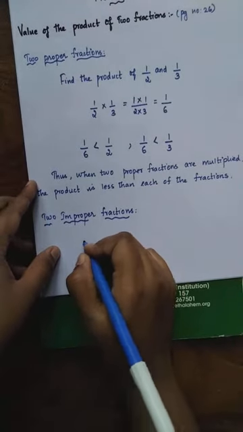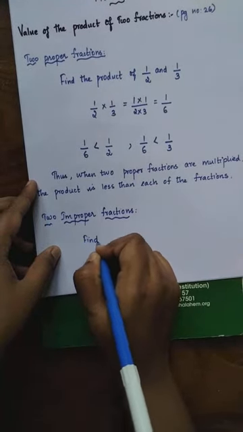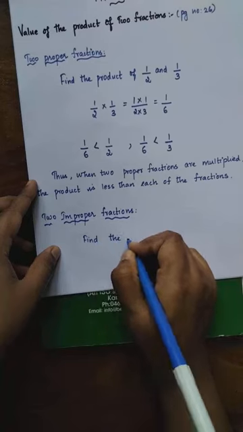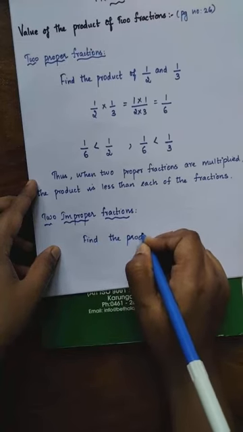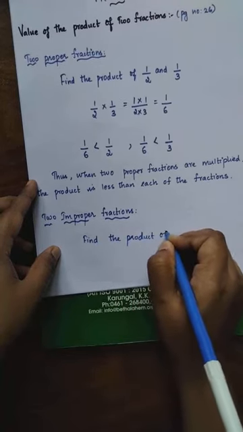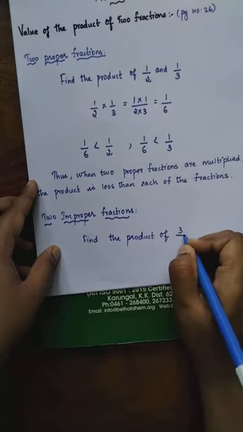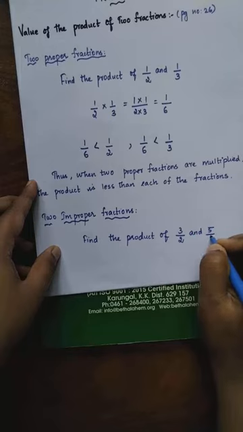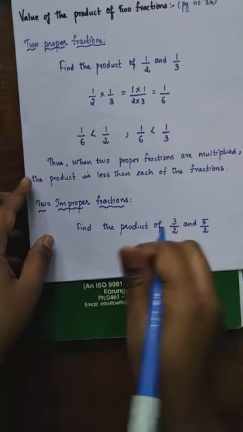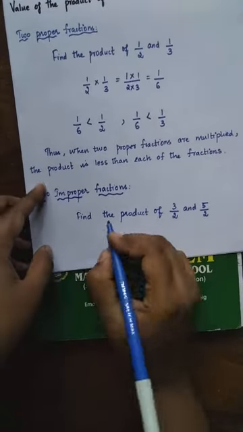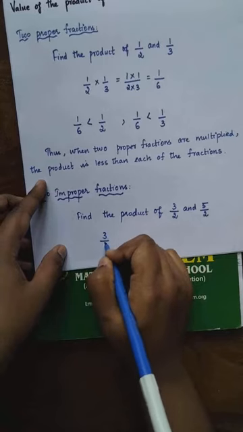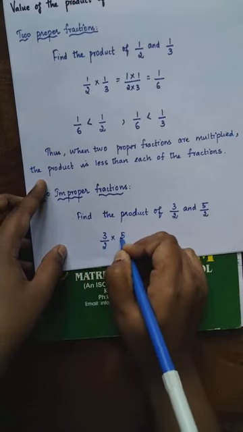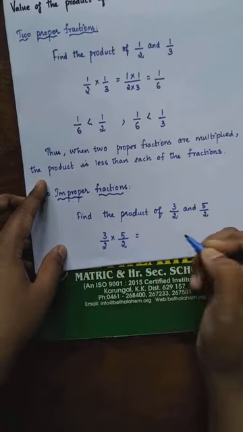So find the product of two improper fractions. I'm taking the improper fractions 3 by 2 and 5 by 2. So next we are going to find the product, 3 by 2 into 5 by 2.